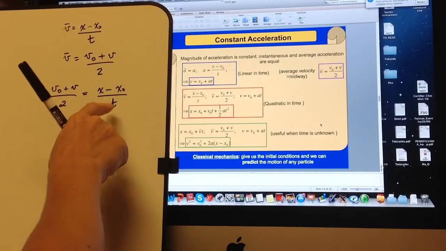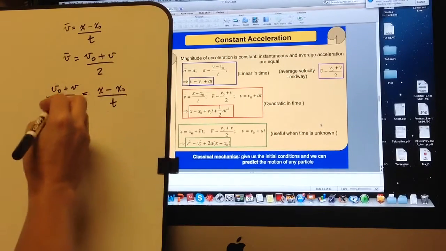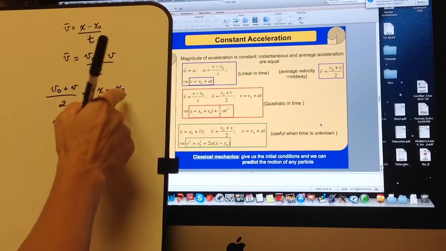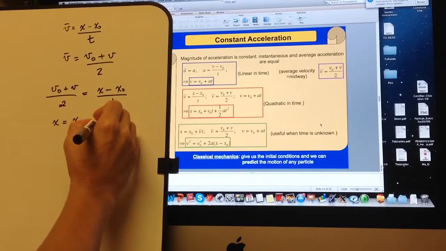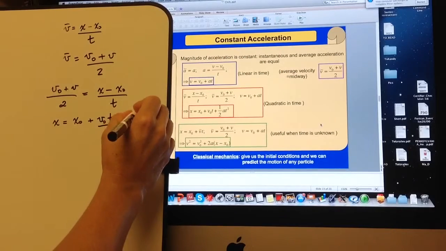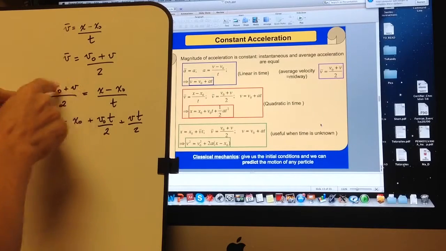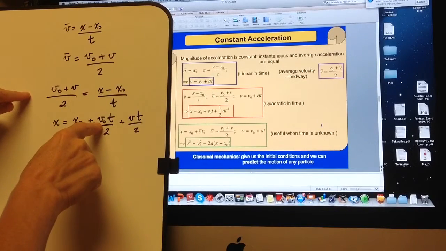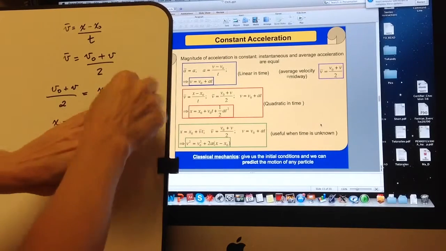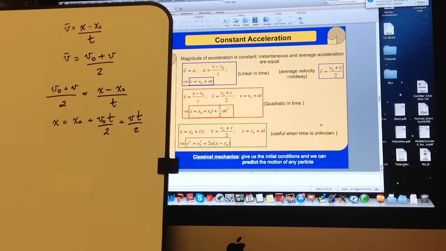I'm going to multiply both sides by t. And what are we going to have? I will have x is equal to x naught, and then v naught t divided by 2 plus v t divided by 2. So what I did is I multiplied these two terms by t. That's what you're seeing here, v naught t over 2, v t over 2, and the x naught, I put on the other side.